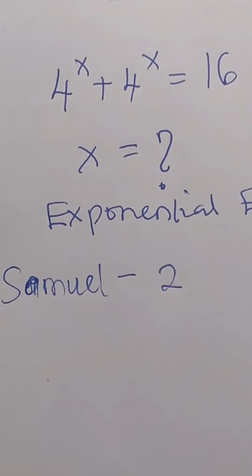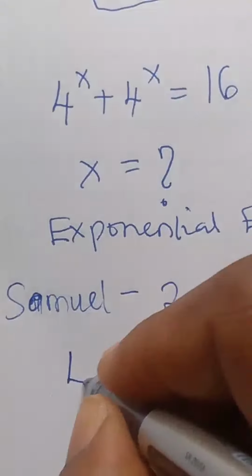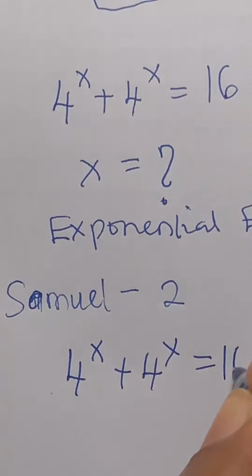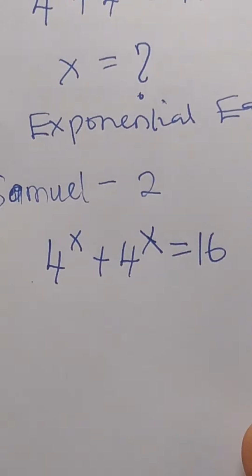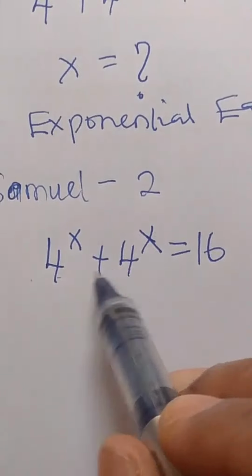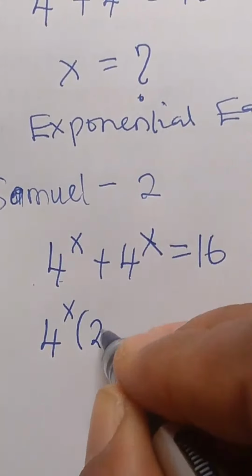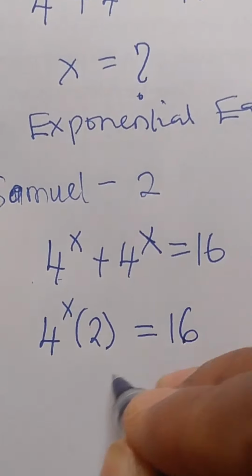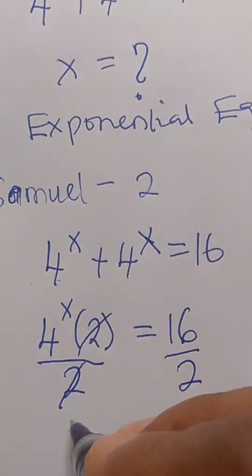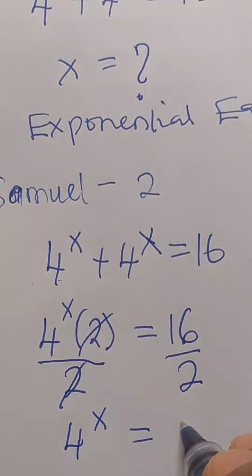So let me quickly solve as we put more questions up. Okay. So we have 4^x plus 4^x equal to 16. Now, the first thing you do, we are going to add these numbers together. They have the same power. They are the same thing. So we're just going to write that number and indicate that it's in 2 places, equal to 16. So we'll take away these 2 by dividing both sides by 2. So we have 4^x is equal to 16 divided by 2, which gives us 8.